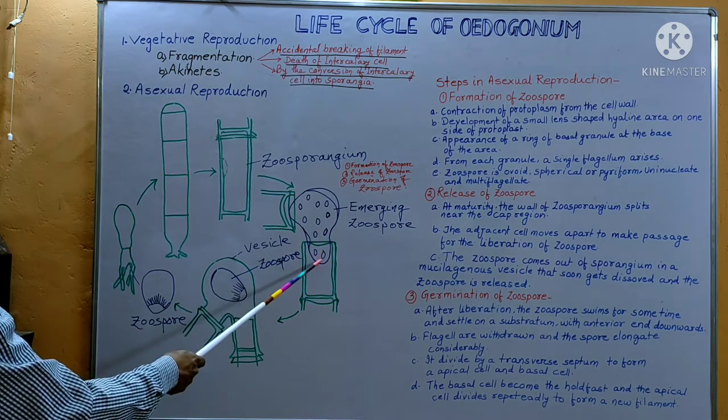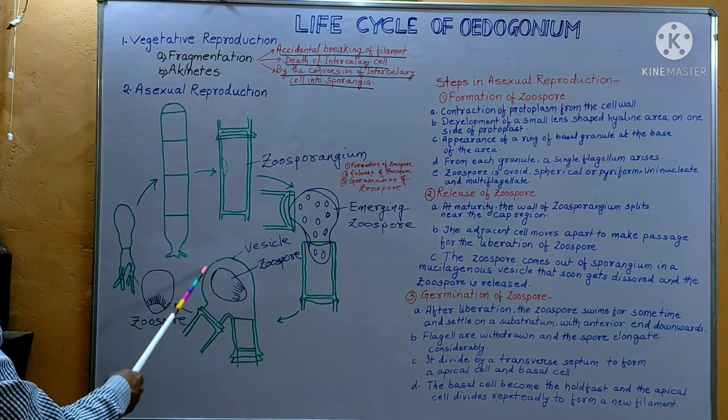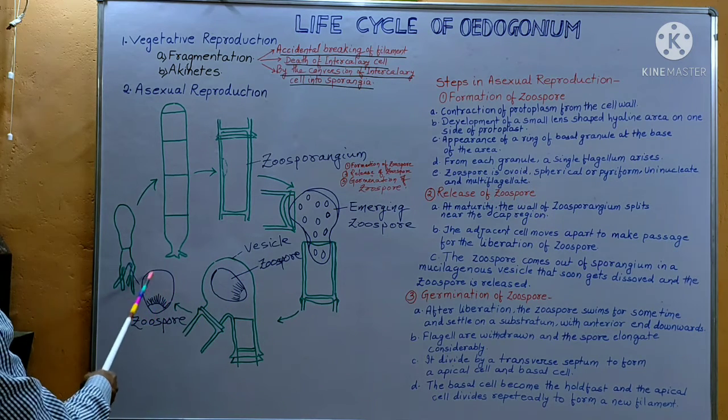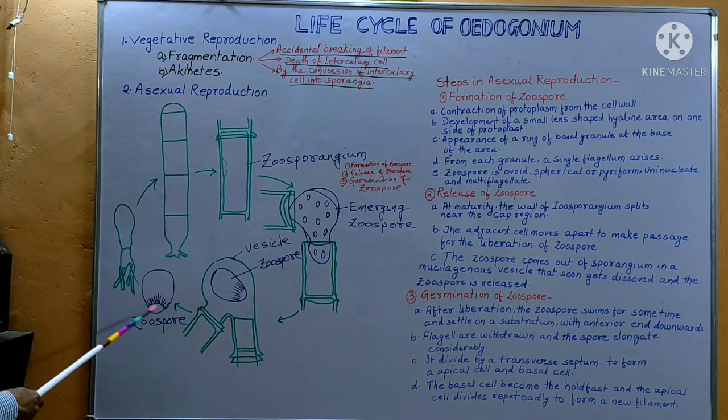The zoospore is liberated in a vesicle, and when the vesicle dissolves, the zoospore is released to the outside. This is the zoospore that has a ring of flagella. After the release, the zoospore swims for some time, and after this it settles down on a suitable substratum with its anterior end pointing downward. This is the zoospore and this is the anterior end, and this anterior end is pointing downwards.